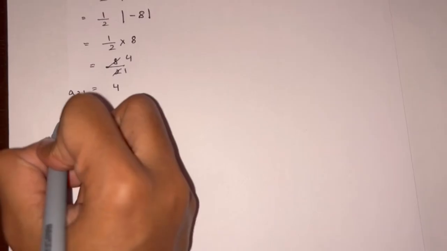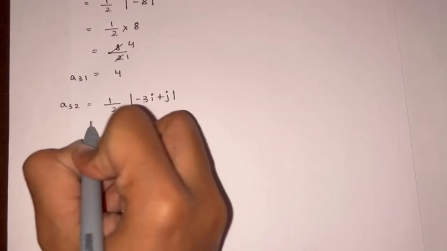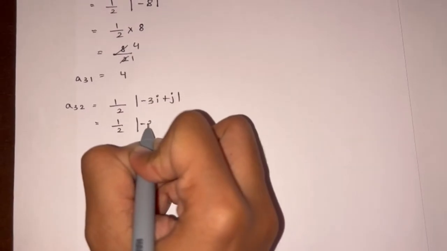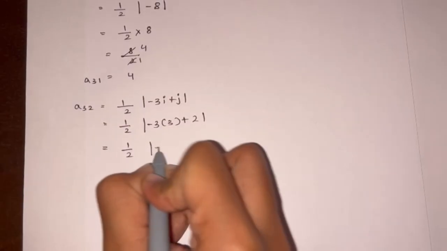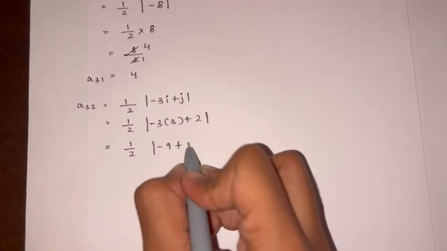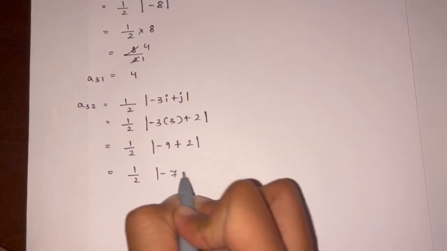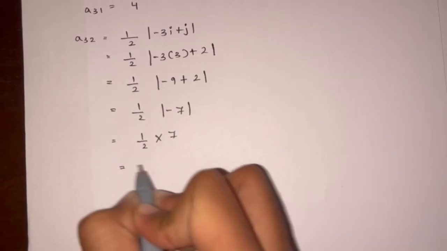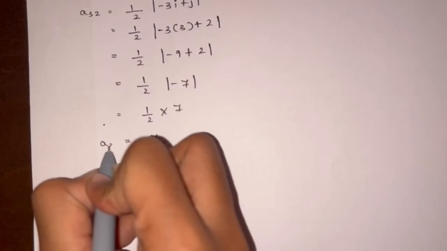A32. Writing down the equation, 1 by 2 mod of minus 3i plus j. In place of i there is 3 and in place of j there is 2. Substituting this, minus 9 plus 2, we get minus 7. Removing the mod, that will be 7 by 2. So here we got the value of A32.